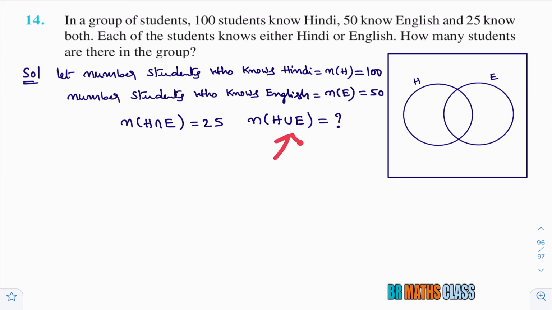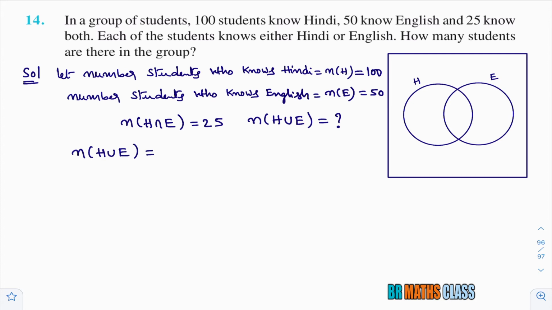In a group, each student knows either Hindi or English. So finding how many students are in the group is nothing but first finding the number of students who know either Hindi or English. From that we can easily say the number of students in that group. So here we need to calculate n of H union E.